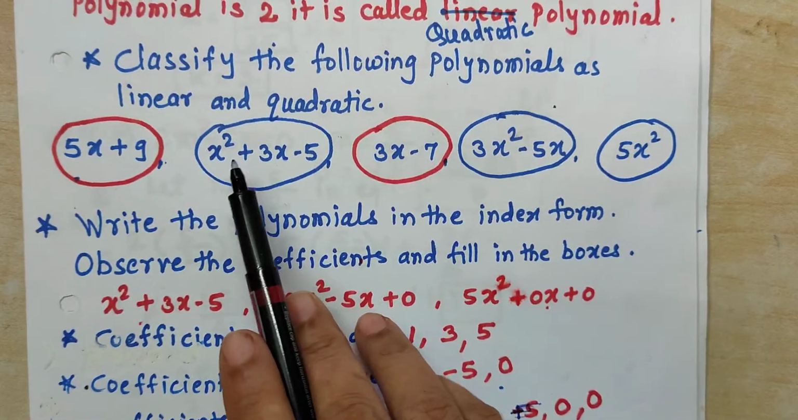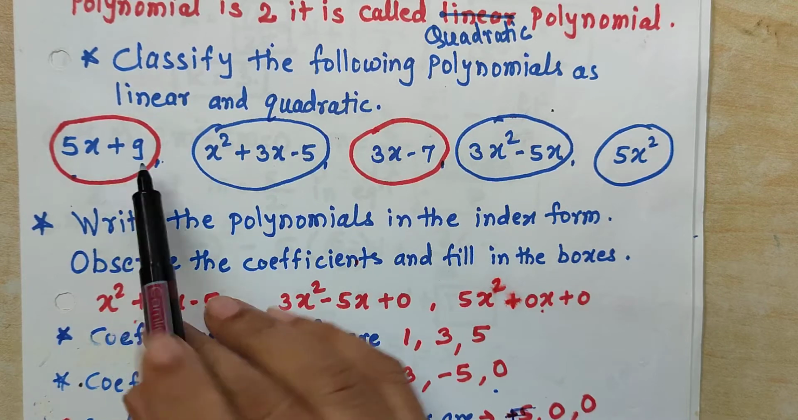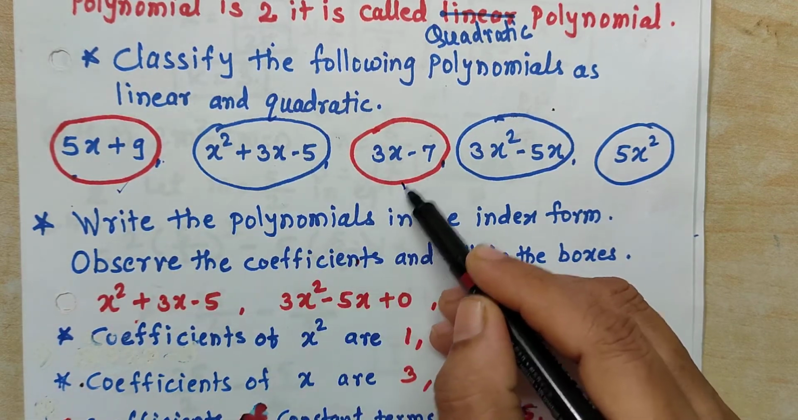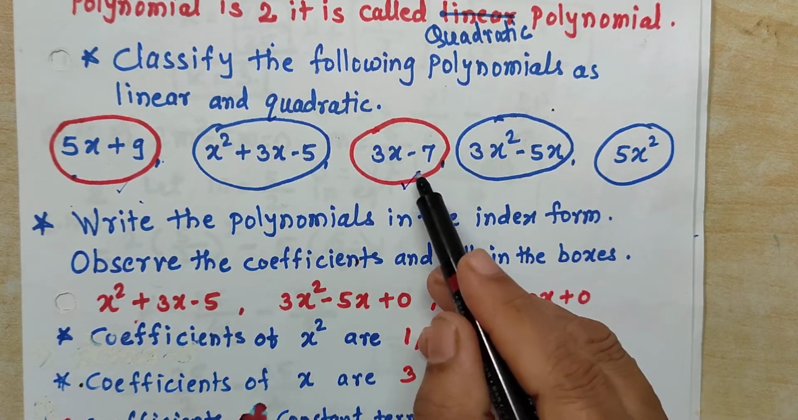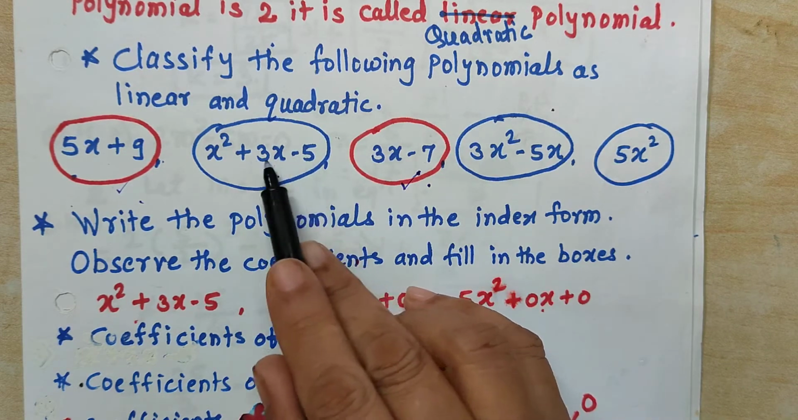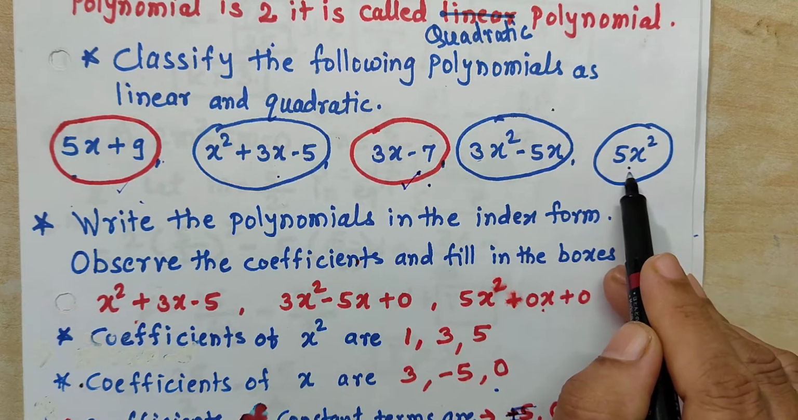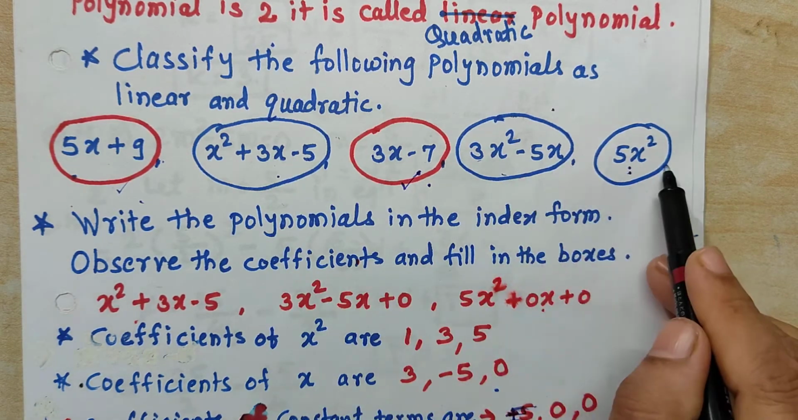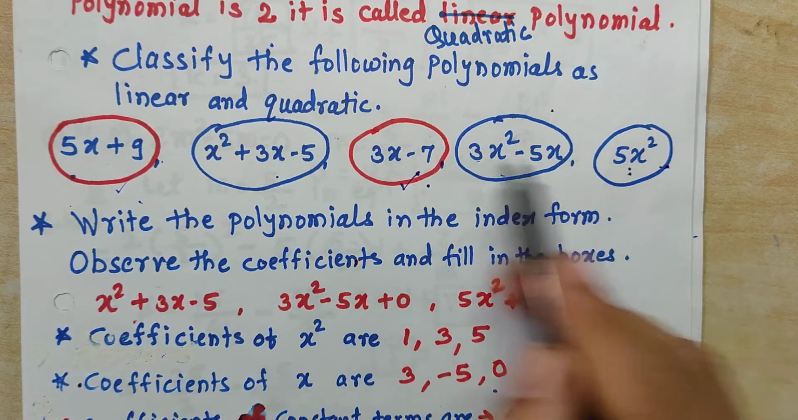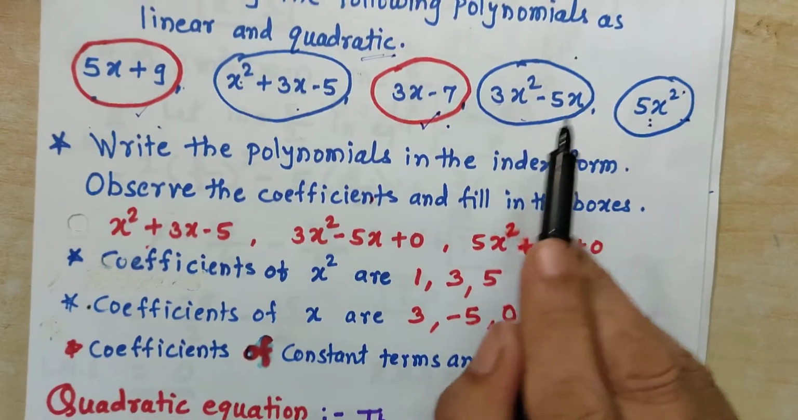Now classify the following polynomials as linear and quadratic. Here, in red rounded, these two are which type of polynomials? Linear polynomials. And x² + 3x - 5, 3x² - 5x and 5x². These three are which type of polynomials? Quadratic polynomials, because the degree of the variable is 2.